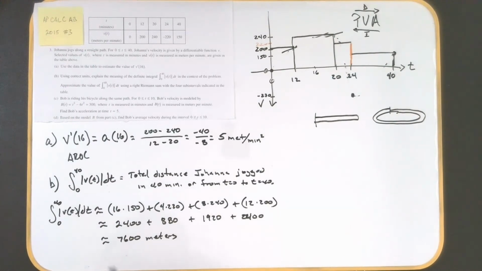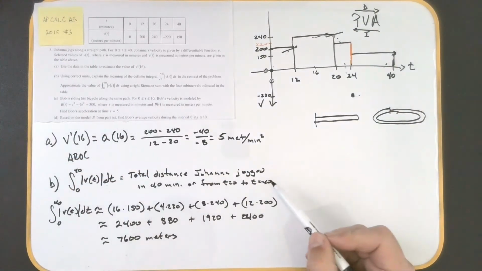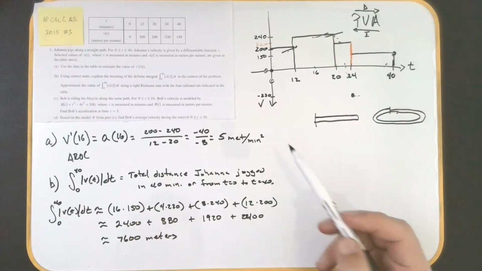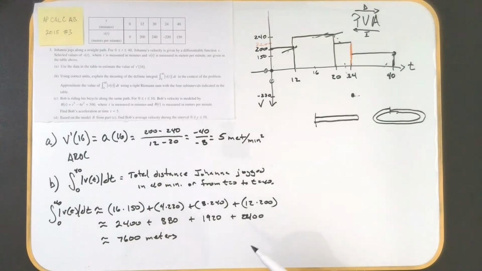So that was the total distance traveled by Johanna in the 40 minutes. It was 7,600 meters. It said, using the units, explain what this means. Her total distance traveled in the 40 minutes of jogging, approximated using Riemann sums. So that was her total distance. The fact that one of these velocities was negative direction-wise means she was probably jogging on a trail that went back and forth.